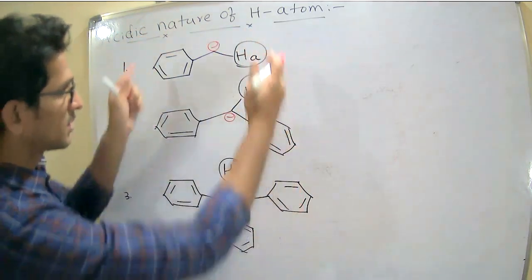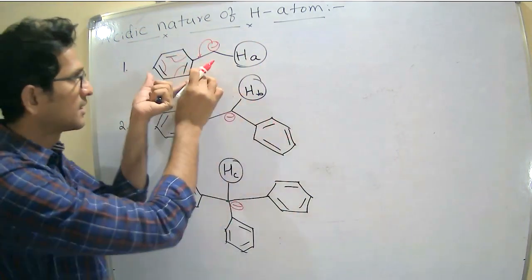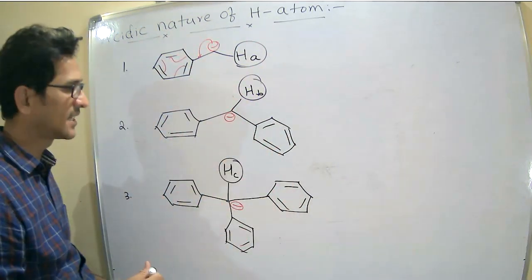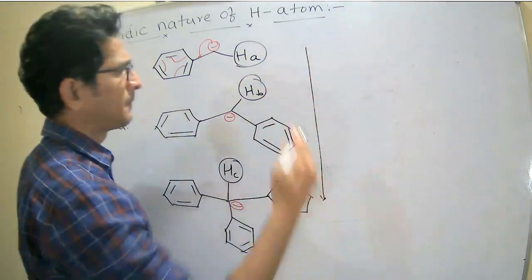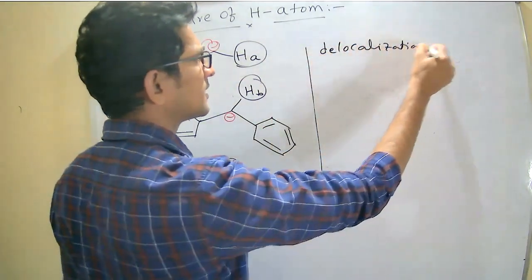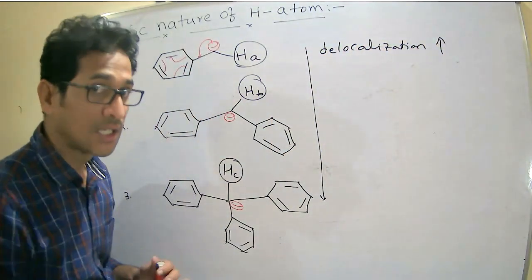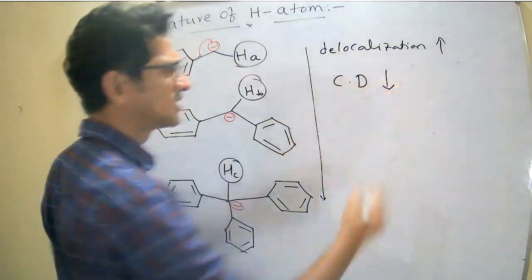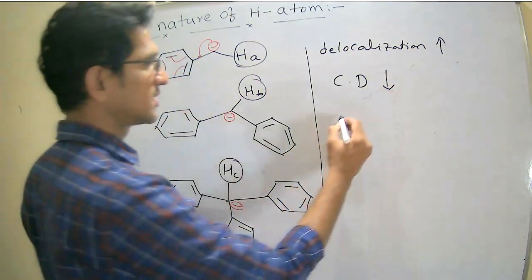As we are moving from top to bottom, what happens here? The delocalization of charge increases, because there is only one ring, then two rings, and then three rings. So from top to bottom, delocalization increases. As delocalization increases, charge sharing also increases. Charge sharing increases means charge density decreases.